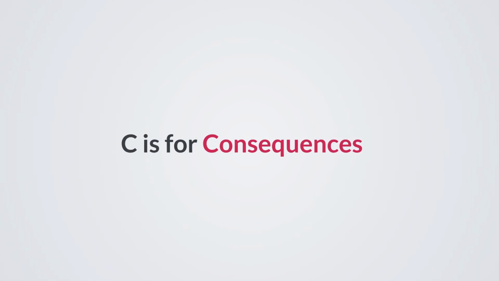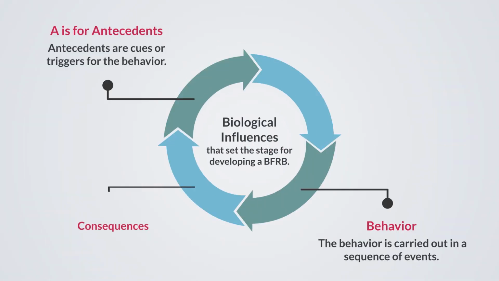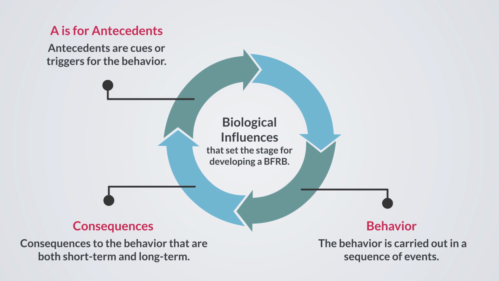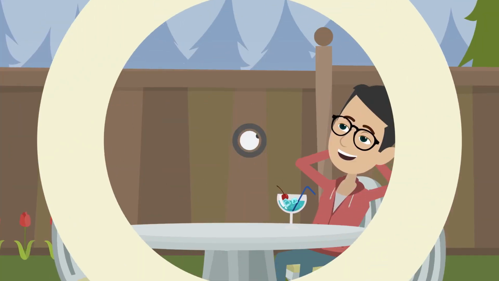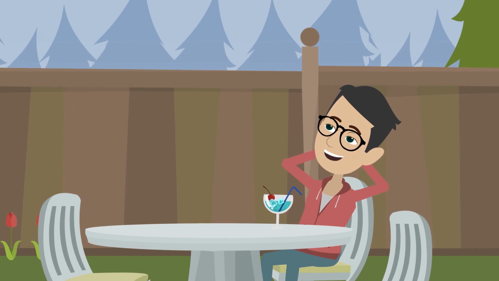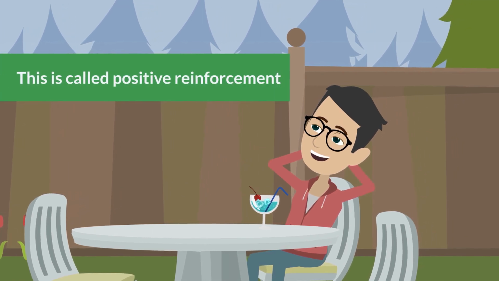Lastly, C is for consequences. There are consequences to the behavior that are both short-term and long-term. The short-term consequences are typically positive. For example, it feels good or satisfying. This is called positive reinforcement.